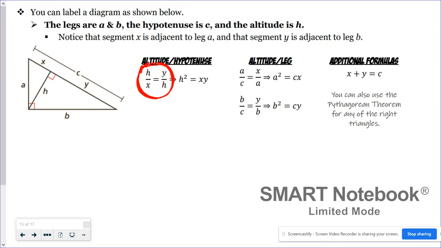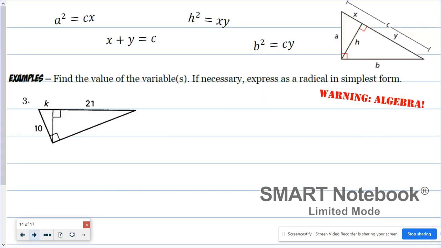We discovered that the leg, so A and B, is the geometric mean between the segment adjacent to the leg and the hypotenuse. So for leg A, we have A over C equals X over A. And for leg B, we have B over C equals Y over B. And then also, don't forget, X plus Y equals C. X and Y are the segments of your hypotenuse. C is the whole hypotenuse. Okay. So we have not yet looked at example number 3.